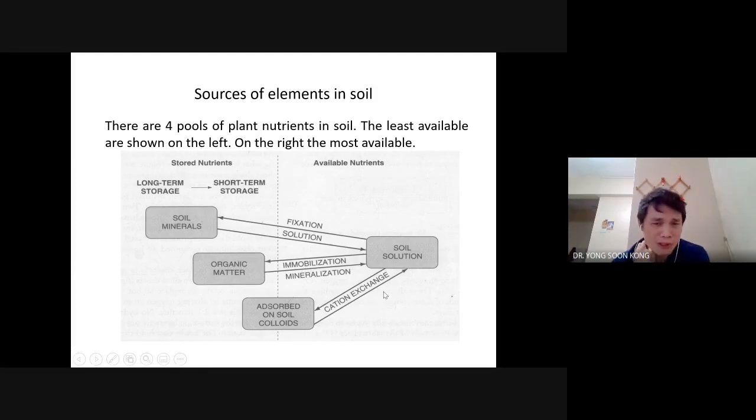Unfortunately, I have to tell you that this is part of the intended learning. These are the language of chemistry and soil science that you need to know, and better still, understand. If you don't understand, there are a lot of videos you can see: what is fixation, solution, immobilization, mineralization, and cation exchange. Get yourselves access to these videos, have some idea how this happens, and better still, have the language skills to explain. I know a lot of you can explain really well in Bahasa Melayu. However, in English, you have to find a way.